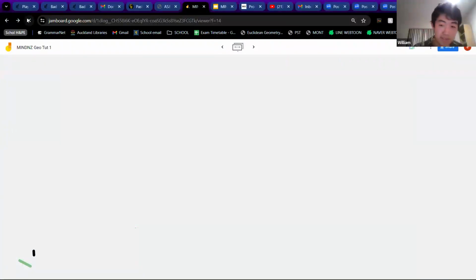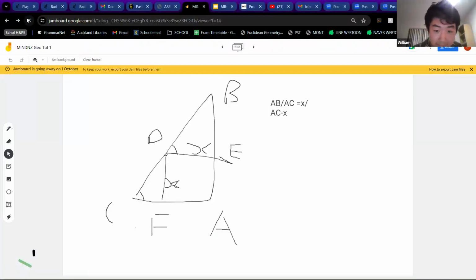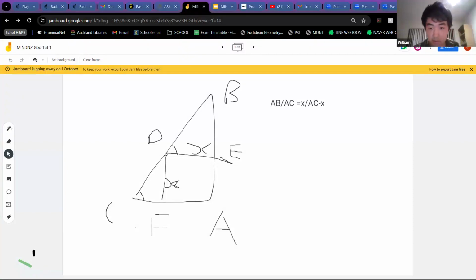So okay, you guys might have missed it, so I'll just go over the solution again. We know that BDE is similar to DCF because BDE is equal to DCF since DE is parallel to CA. And we also know that these are both right-angled triangles. Therefore, the ratio of AB to AC is equal to DF to CF. So I'm just going to rewrite this: it's equal to DF over CF, but I've replaced DF with X and CF with AC minus X, because we know that the length of the square is X.